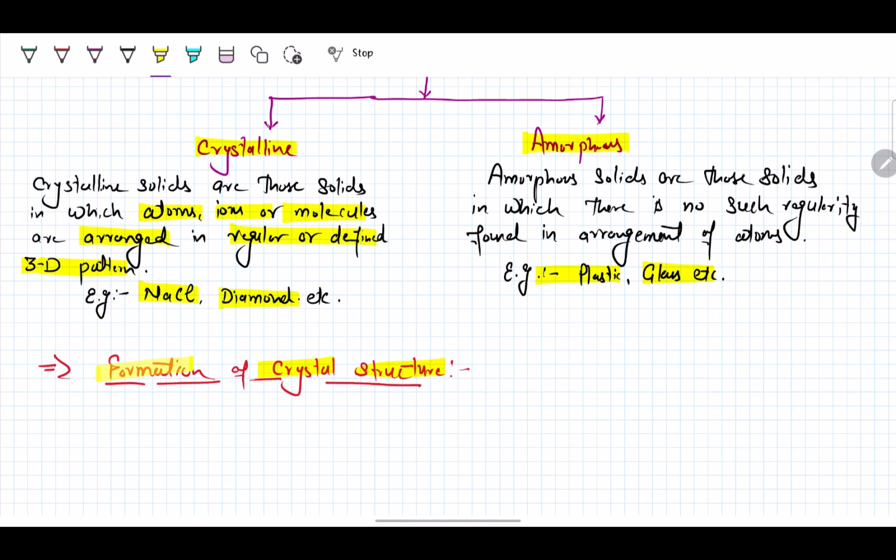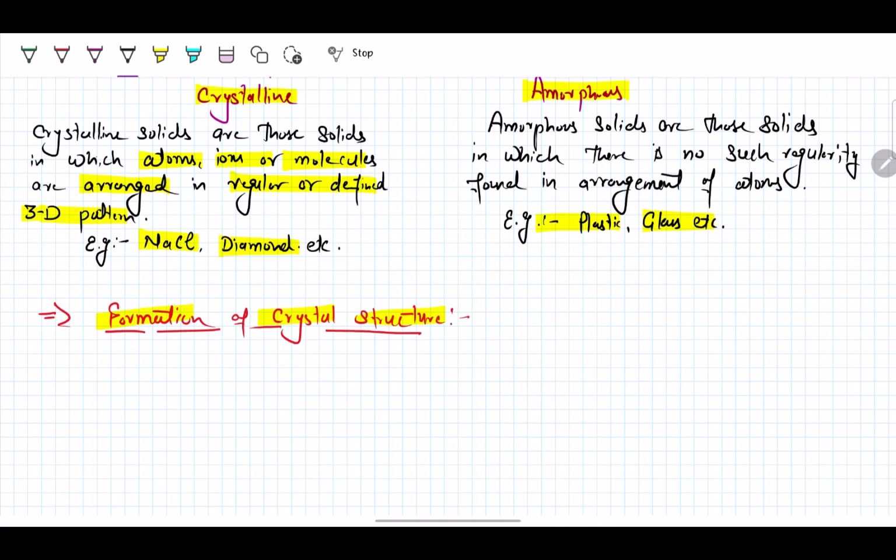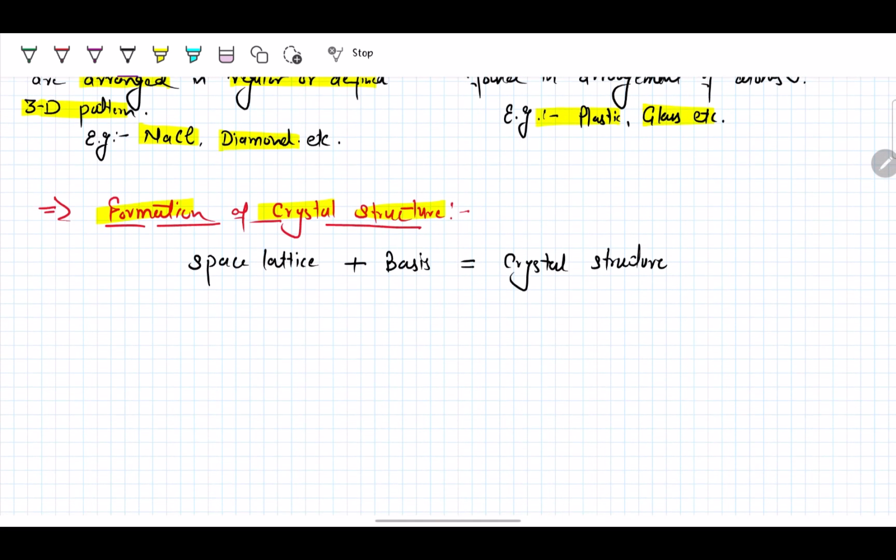So the next topic is formation of crystal structure. How is a crystal structure formed? Usually there are two things that we have. One is the space lattice, which in combination with a basis will give us a crystal structure. Okay, what is a space lattice? We can define the space lattice.